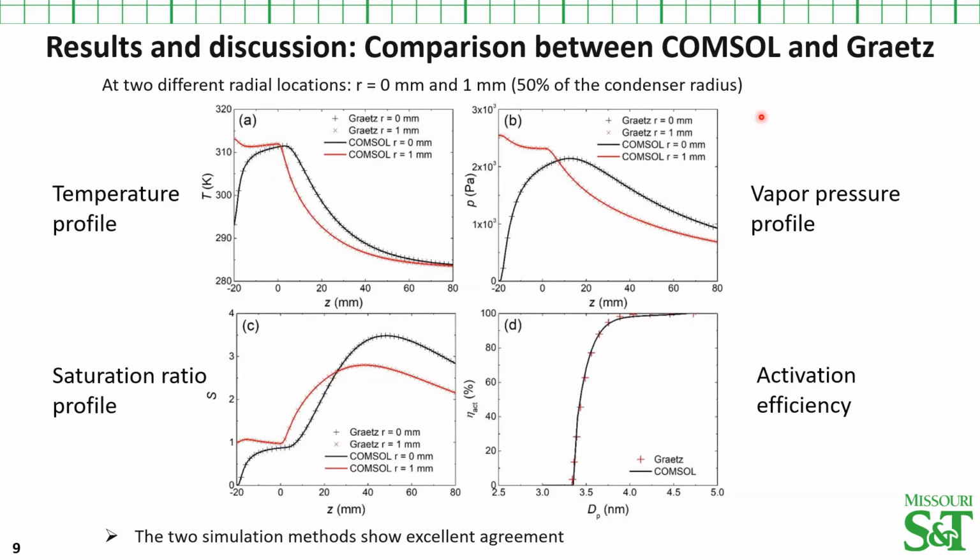Results and discussion. Firstly, we made a comparison between COMSOL and Graetz. The comparison results for the profiles of temperature, vapor pressure, and saturation ratio at two different radial locations of the CPC are shown. The two simulation methods showed excellent agreement because of almost identical profiles of temperature, vapor pressure, and saturation ratio. The activation efficiencies as a function of particle size calculated by these two methods are also very similar.